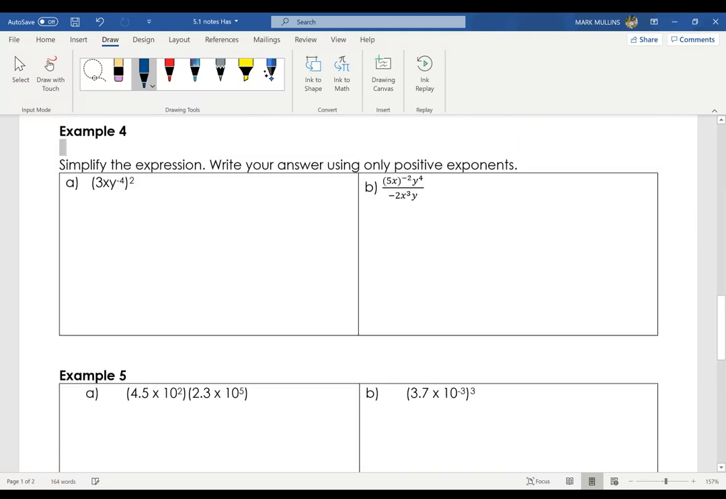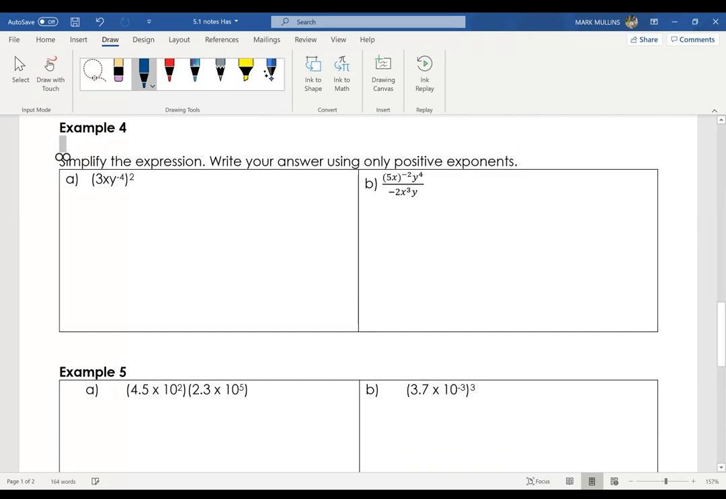On the next page, we're looking at continuing to simplify, but now we have more complicated expressions. We have negative exponents as well. So on A, I would get rid of the parentheses first. And I might even move my y first. That would be another option, like get rid of that negative exponent. But either way, you'll get the same answer. So I'm going to go ahead and distribute. So 3 squared.